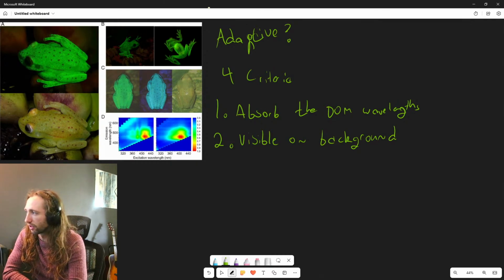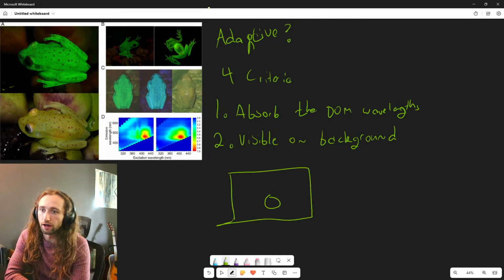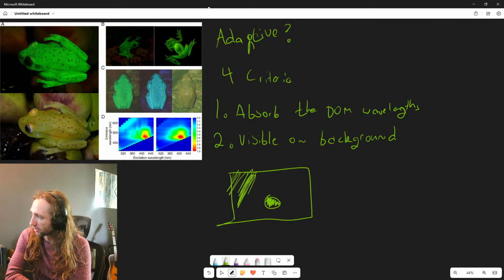Look at this. So let's say it's that first scenario. And there's a frog, we're going to denote it by this little circle, and it's fluorescing green. Okay, awesome. But what if everything in the environment is fluorescing green?